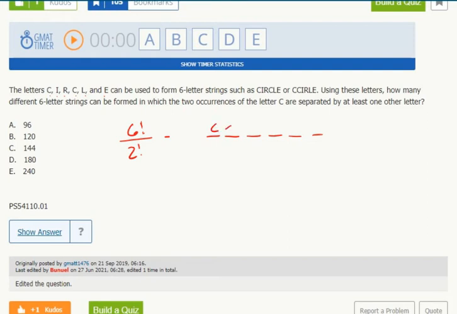So just draw it out. It could be there, there, there, there, there. Now it isn't any different if we have the C's switch with each other. That's the same. You can't tell the difference, so we don't do times 2 or anything.